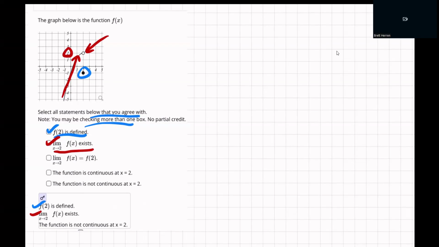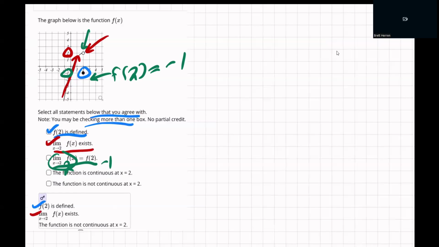How about the next part? The limit equals f of 2. No, that's not true, because f of 2 is right here. This is f of 2. f of 2 is -1. It's down at a height of -1. So the function at 2 is actually down at -1, whereas the limit is up here at 2. So the limit is up at 2. f of 2, though, is -1. So they're not equal. No, we don't agree with that.